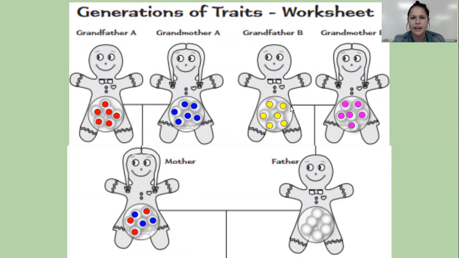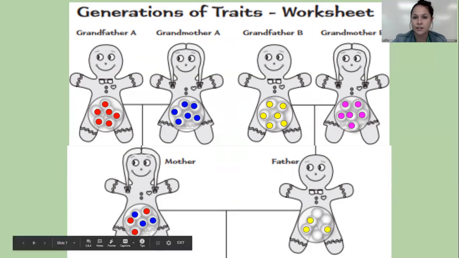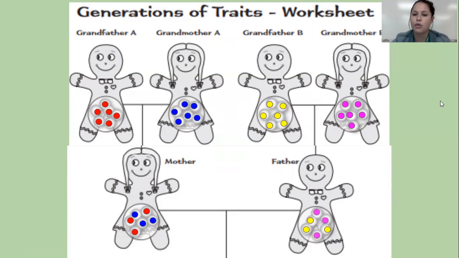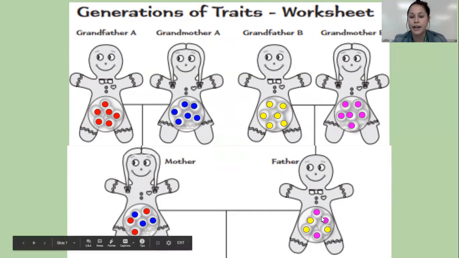Let's see. I see that grandfather B has all yellow traits, so I think he's going to get some yellow traits and some purple traits from grandmother B. Is he going to get the same amount of traits or a different amount of traits from each parent? It's going to be the same, so he's going to get 3 yellow dots from grandfather B and 3 purple dots from grandmother B. So you can see that all the traits that the father has came from his parents, and all the traits that the mother has came from her parents.